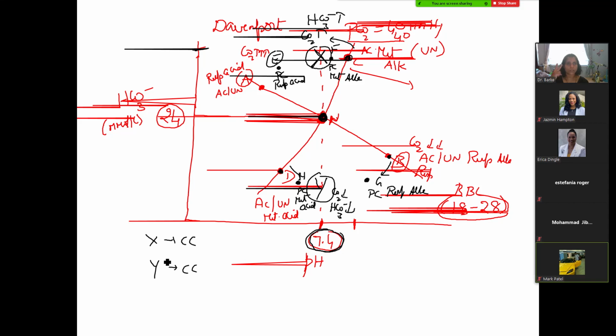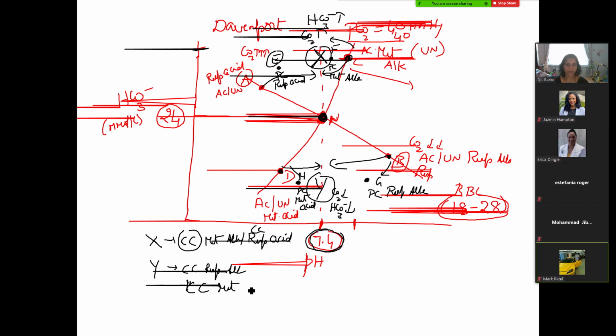But there are two possibilities. Tell me, point X. That means the two primary disturbances reached complete compensation. What are they? Metabolic alkalosis or respiratory acidosis. Metabolic alkalosis or completely compensated respiratory acidosis. Therefore, point Y would be the two primary disturbances reached complete compensation. So what are they? Completely compensated respiratory alkalosis and metabolic acidosis. Or completely compensated metabolic acidosis.